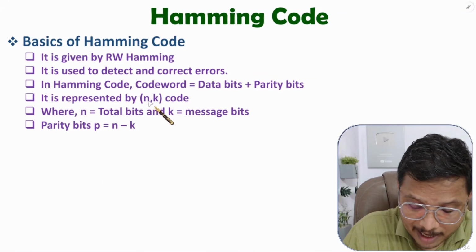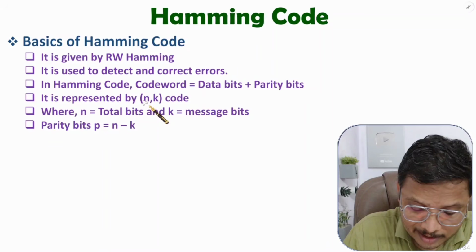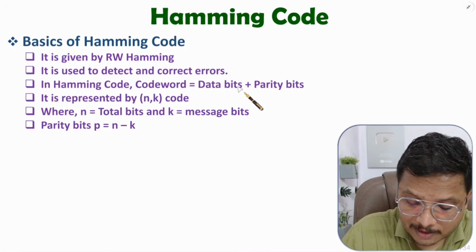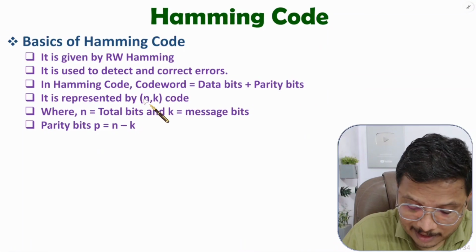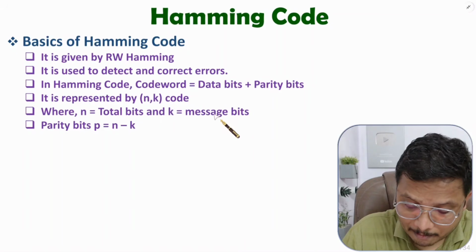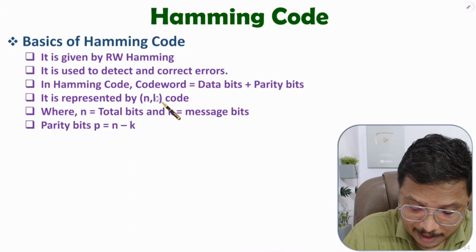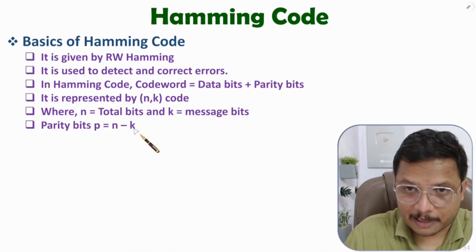It is represented by n comma k. You should know, my dear students, it is represented by an (n, k) code, where n is the total number of bits, meaning total data bits plus total parity bits, and k is the message bits. So you can say parity bits will be total bits, that is n, minus message bits, that is k. So parity bits will be n minus k.